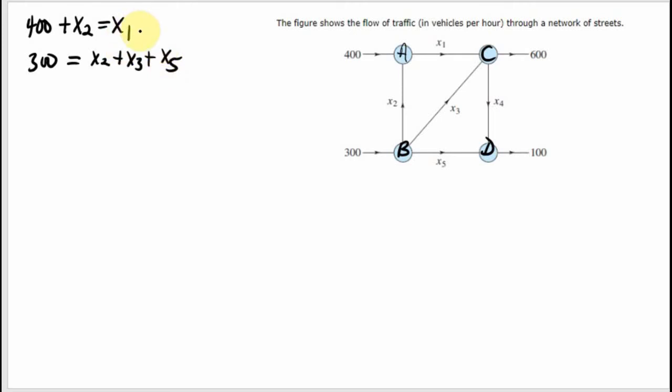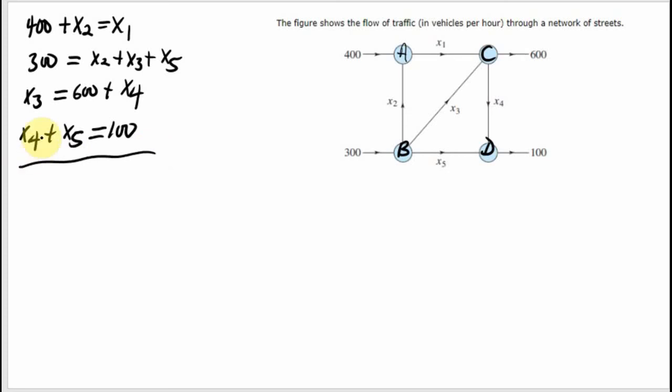We look at C. What goes in is x sub 3, I think that's the only thing going into C. And then what comes out is 600 plus x sub 4. We look at D. What goes in is x sub 4 plus x sub 5, and what comes out is 100. So now we have a system, and we just need to solve it.